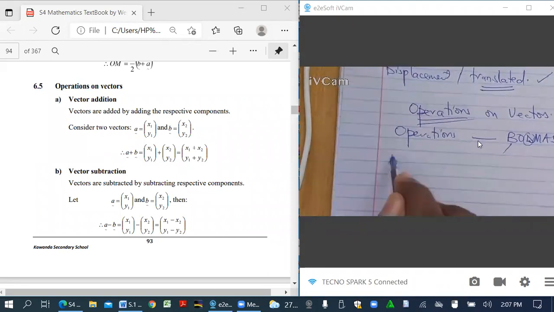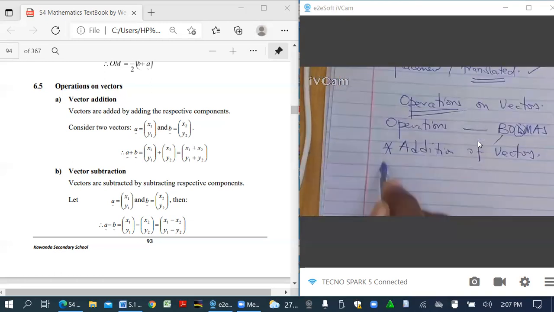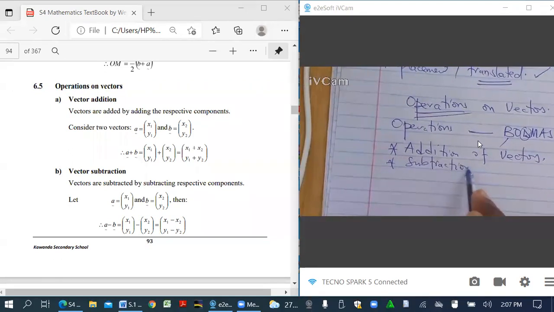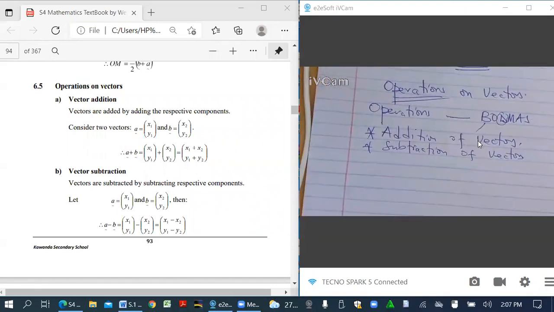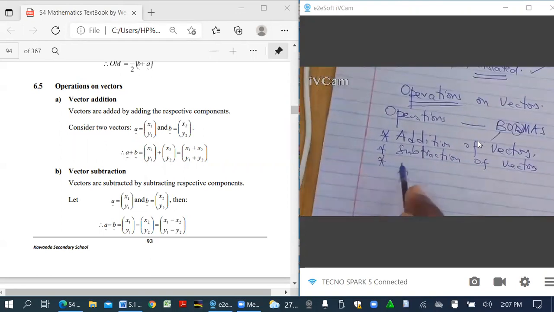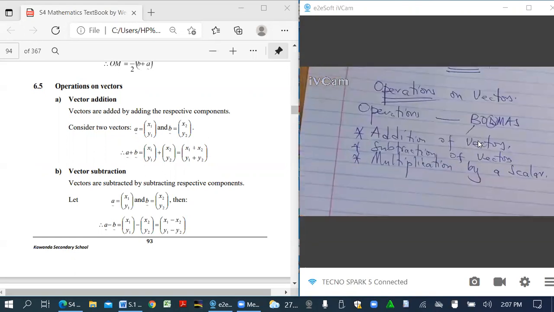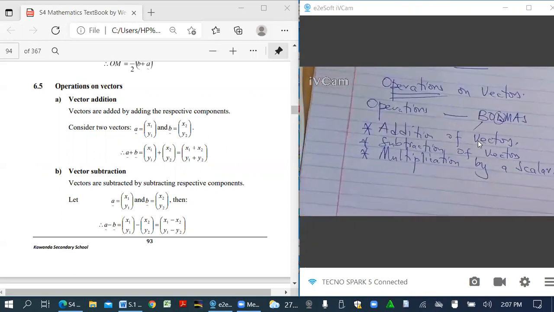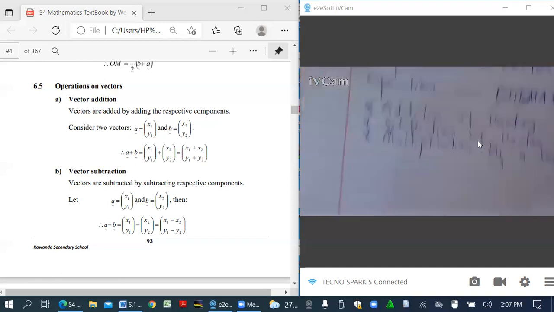But we can add, we shall look at addition of vectors. We shall also look at subtraction of vectors. Now, when we come to multiplication, we have what we call multiplication by a scalar. So we'll look at addition of vectors, subtraction of vectors, then multiplying a vector by a scalar. Okay, let's start with the first one.